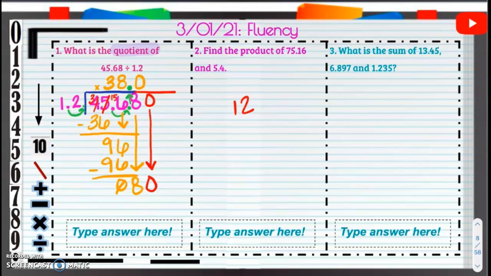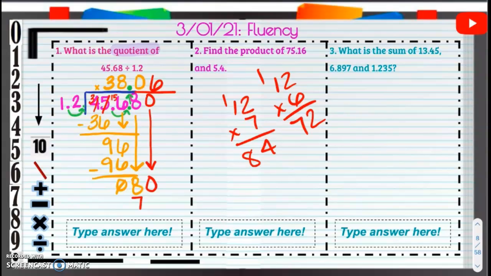12 times, we did 8. Let's try 7. 7 times 2 is 14. 7 times 1 is 7. Plus 1 is 8. 84, that's too big. So how about 12 times 6? 6 times 2 is 12. 6 times 1 is 6, plus 1 is 7. So we get 72. So it can go in 6 times, and you get 72. 80 minus 72 is 8.